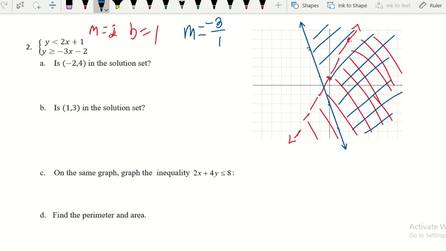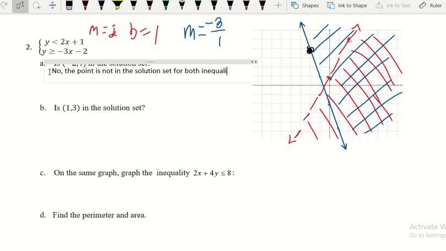Is the point negative 2, 4 in the solution set? If we look at negative 2, 4, okay, negative 2, 4 is up here, right? And is that point in the solution set? No. And the reason it's not is it's in the solution set for y is greater than or equal to negative 3x plus 2, but it's not in the solution set for the top equation. So no, we could just say the point is not in the solution set for both inequalities. And that's enough, okay?